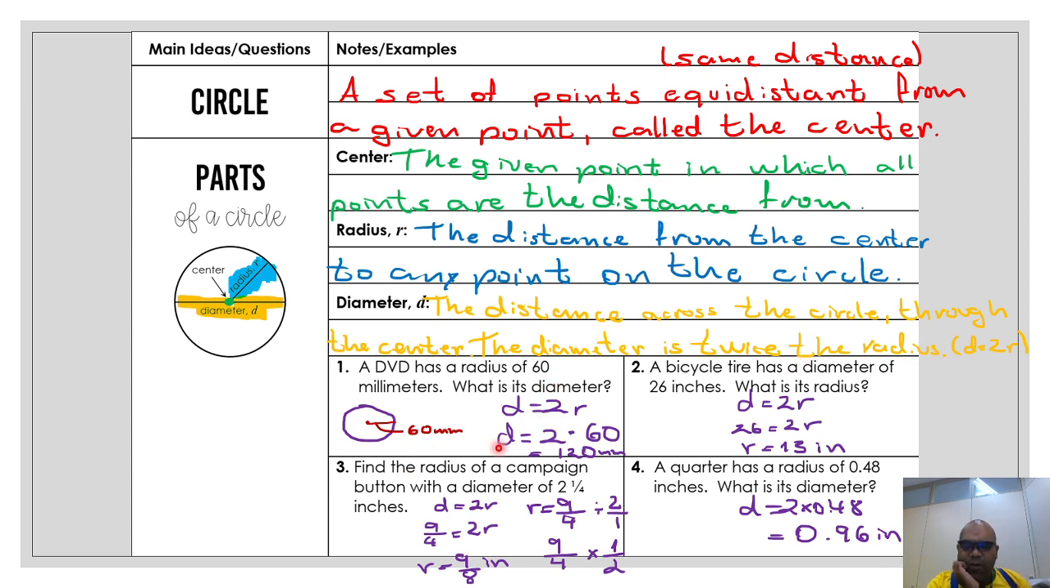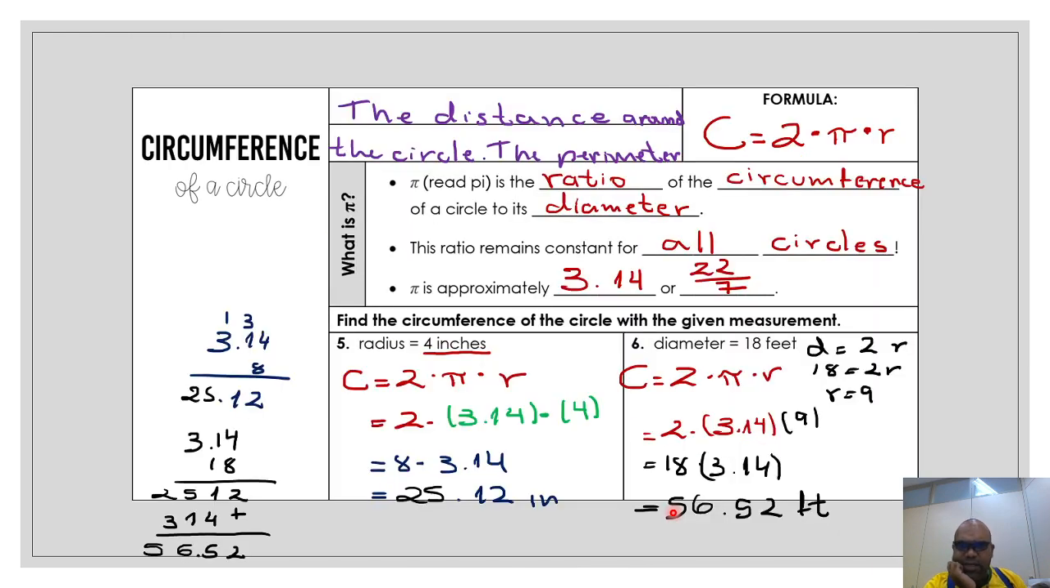Guys, I did some problems here. I think you remember this. I did all these in the classroom, so I'm not going to repeat them. And circumference. What is circumference? Guys, circumference is the circle's perimeter. Okay? It's the distance around the circle.